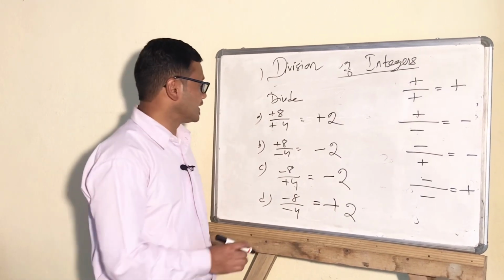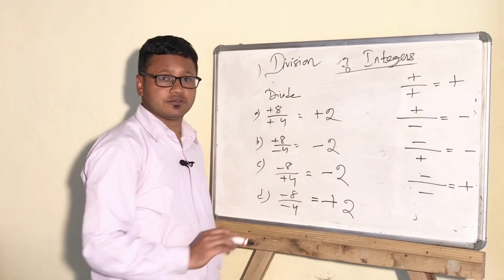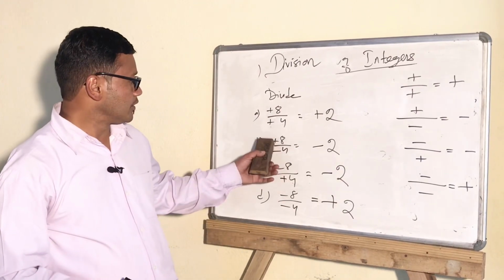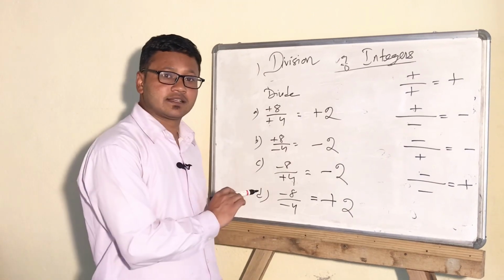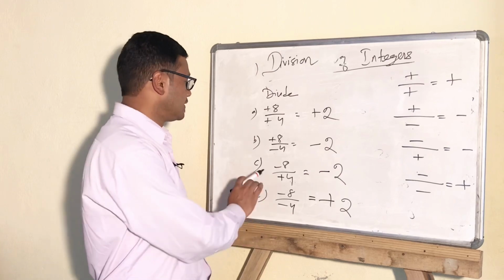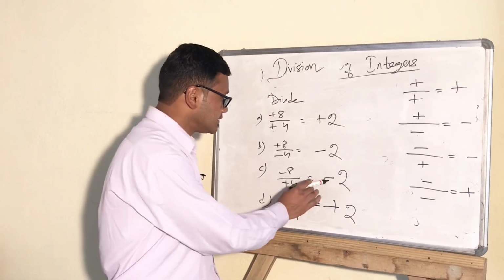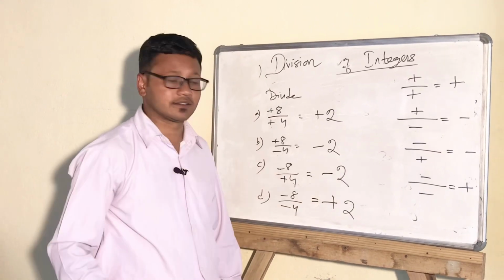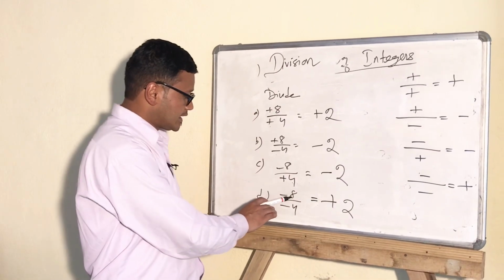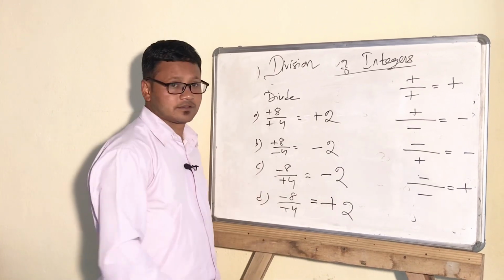I am going through the example again. Divide 8 by 4, 4 ones are 4, 4 twos are 8, 2, then plus only. Now plus 8 by minus 4, then 4 twos are 8, and the sign is minus into plus, minus only. Number C, minus 8 by 4, 4 twos are 8, and the sign is minus, plus into minus, minus, understood. D, then minus 8 by minus 4, then 4 twos are 8 only, then minus into minus, plus. This is the answer.